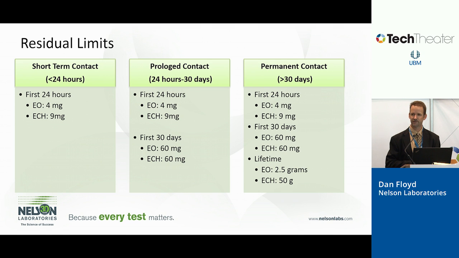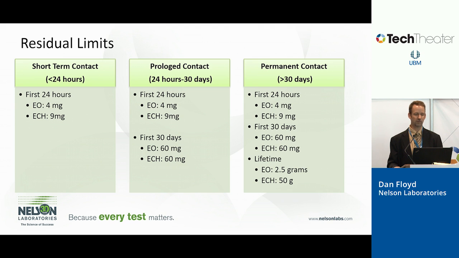So when you're looking at your residual testing, it really depends on the contact that the device is going to have on the patient. Short-term contact is anything less than 24 hours. A lot of times a catheter might only be used for, say, an hour or 2 hours, and falls into that category. Then you have prolonged contact devices. Those are devices that are used for 24 hours up to 30 days. And then you have implants, things that are permanent contact devices. Those are things that are meant to stay in basically for the rest of the patient's life. Those are greater than 30 days, and those all have different limits.